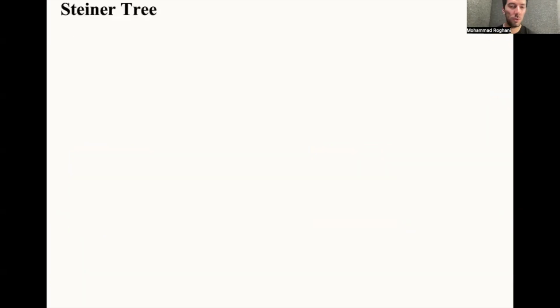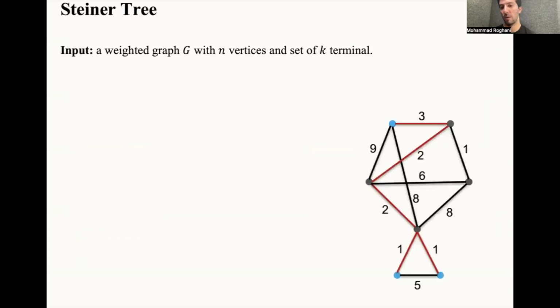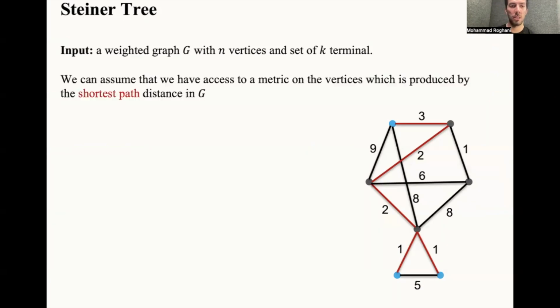First, I'm going to define the Steiner tree problem. The input of the Steiner tree problem is a weighted graph G with n vertices and a set of k terminals. Here is an example of the input graph, and the set of blue vertices are the terminals, and black vertices are the non-terminal vertices. We can also assume that we have access to a metric produced by the shortest path distance in G, so we have access to the distance between every two vertices.